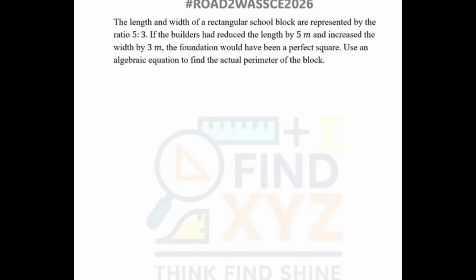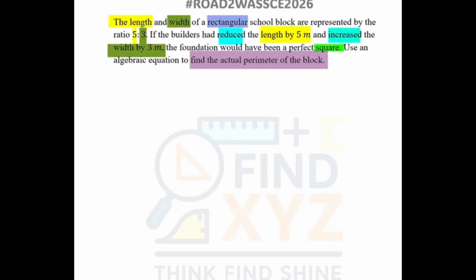Let's try this word problem. The length and width of a rectangular school block are represented by the ratio 5:3. If the builders had reduced the length by 5 meters and increased the width by 3 meters, the foundation would have been a perfect square. Use an algebraic equation to find the actual perimeter of the block.